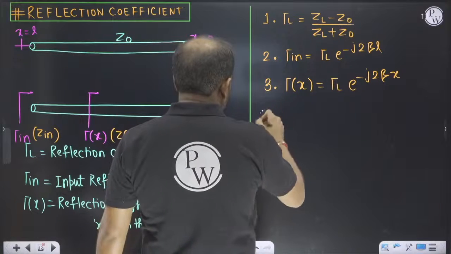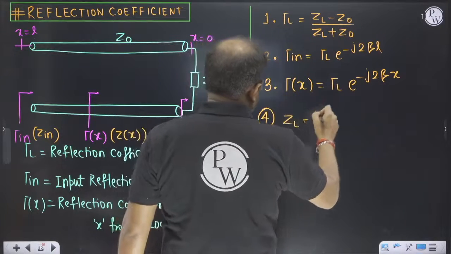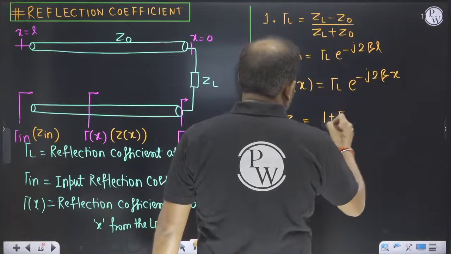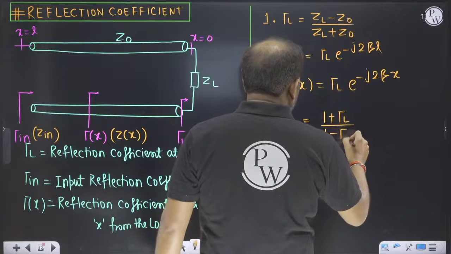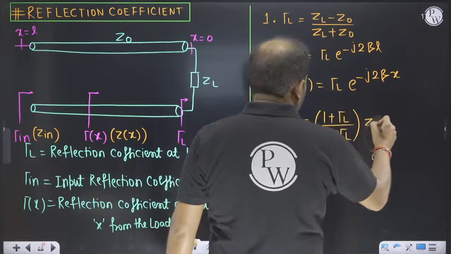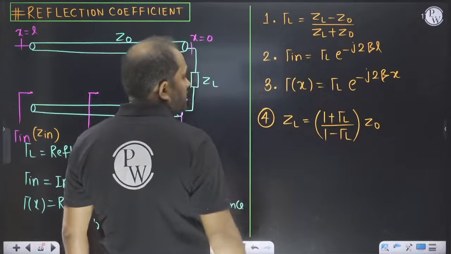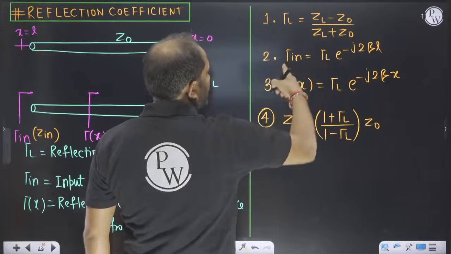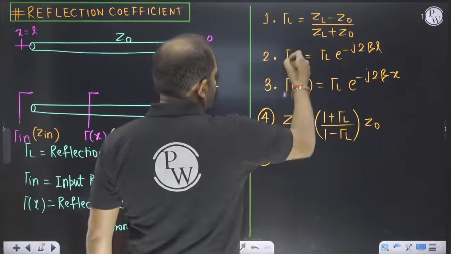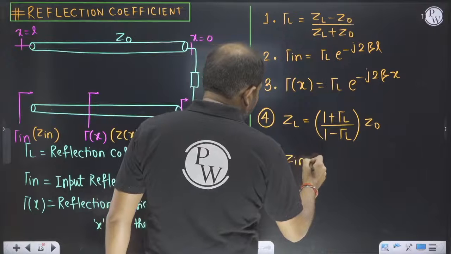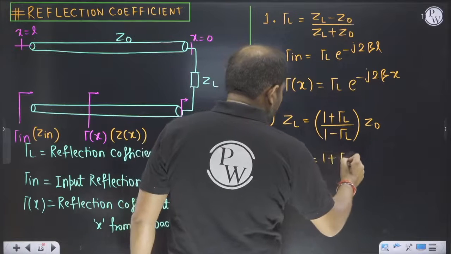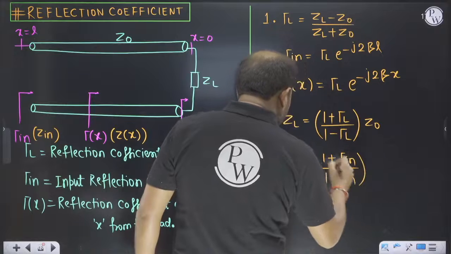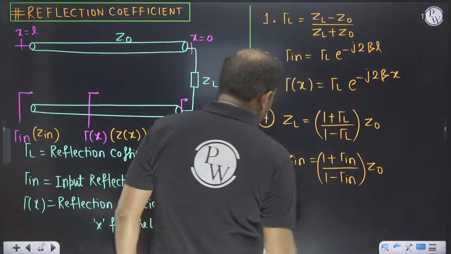So ZL will be equal to, and this is a very important formula, we can apply componendo dividendo: (1 plus gamma L) divided by (1 minus gamma L), into Z0. This is a very important formula. The fifth one you can apply here: Zin will be equal to the input reflection coefficient term into Z0.